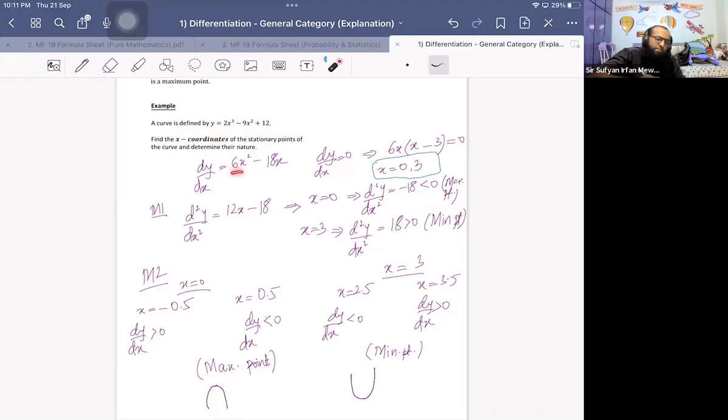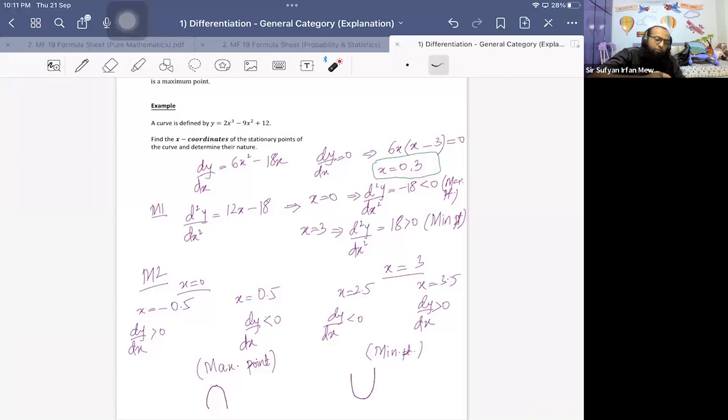If we take 6x as common, then 6x multiplied by x minus 3 equals 0. Either 6x equals 0 or x minus 3 equals 0. x equals 0 and x equals 3. We have got two answers from here. x equals 0 and x equals 3.